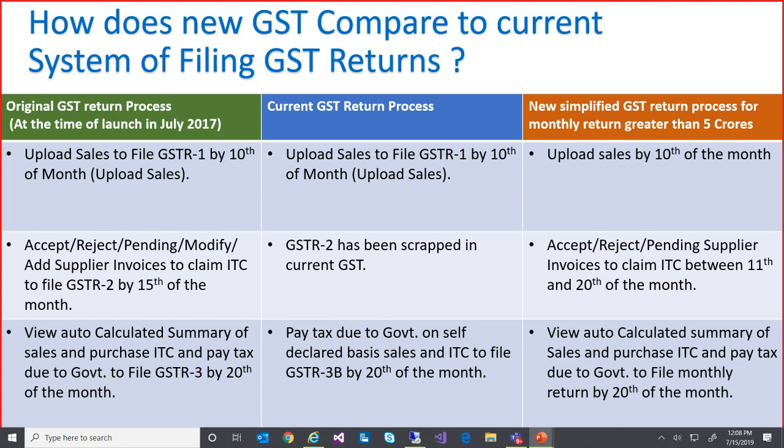Then, currently the user has to file the GSTR-3 return by the 20th of the month. That was originally planned. Currently, you have to file 3B by the 20th of the month. And going forward, the returns will be auto-generated, and you have to validate that return. Details of sales and purchases will automatically be summarized in a single return. You have to make a payment, and then file a monthly return by the 20th of the next month. So this is the overall change the government has made in the return process going forward.